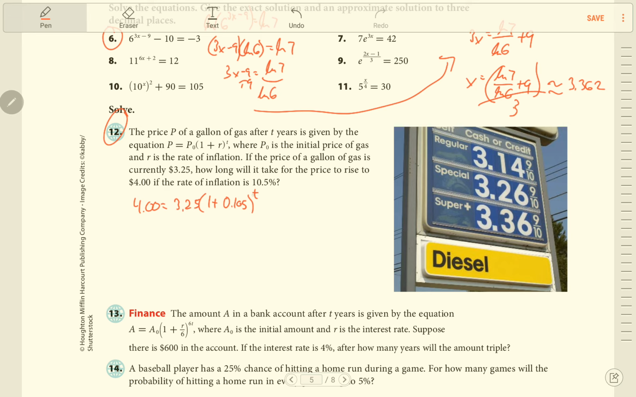First thing we want to do is isolate the exponential. So I'm going to divide both sides by 3.25 to get rid of that. And 4 divided by 3.25 gives us 16/13. Didn't simplify nicely. And then I'm going to go ahead and add these two numbers together here too. So it's 1 plus, so it'll be 1.105 to the T.